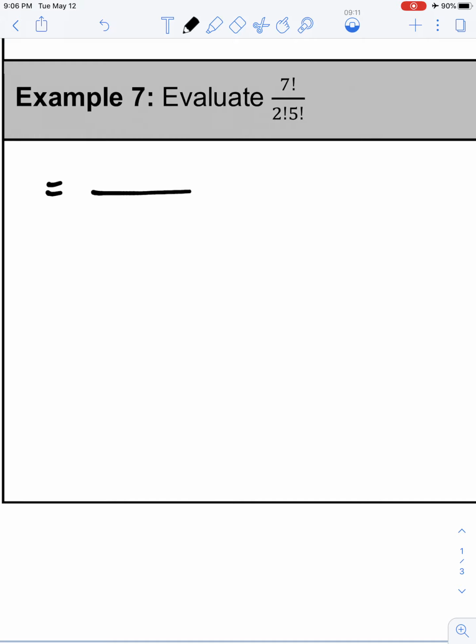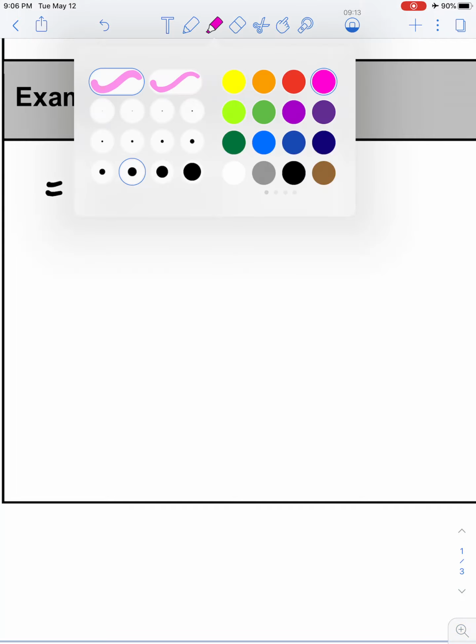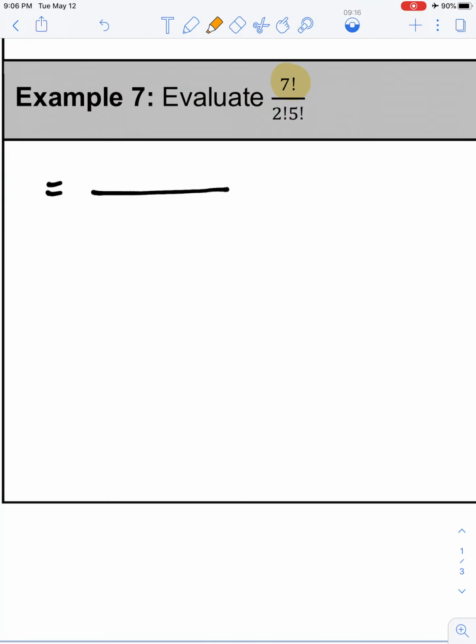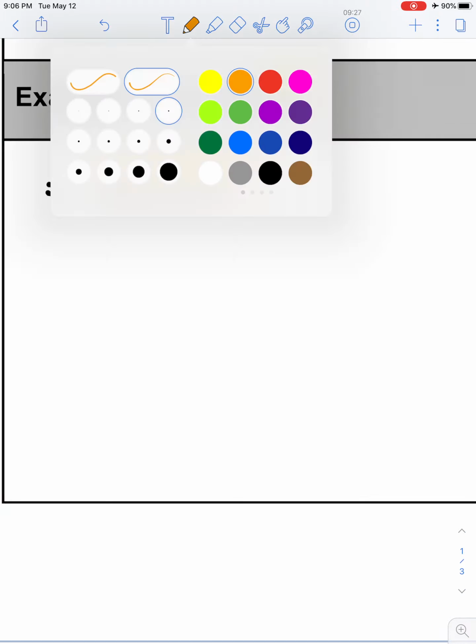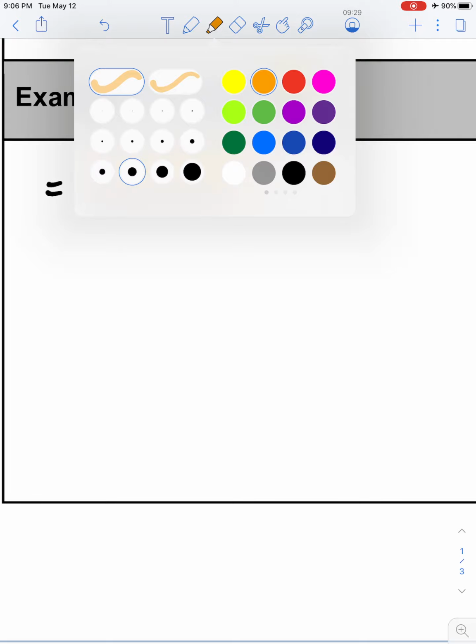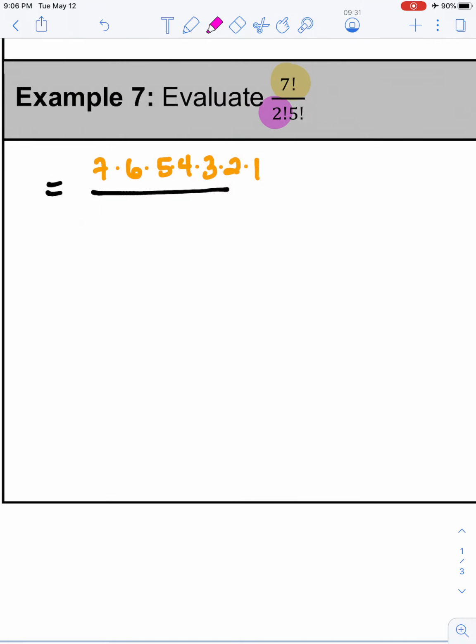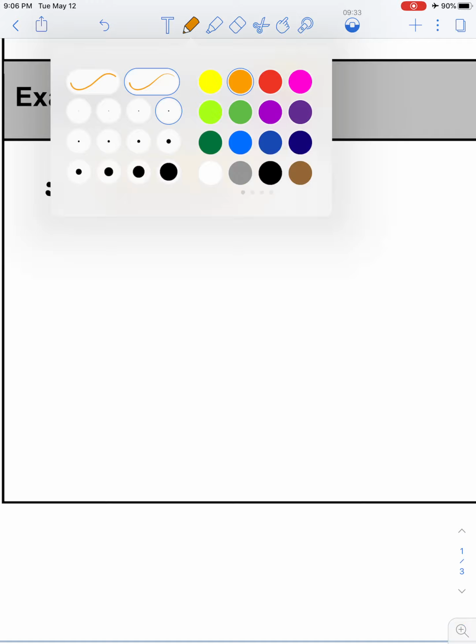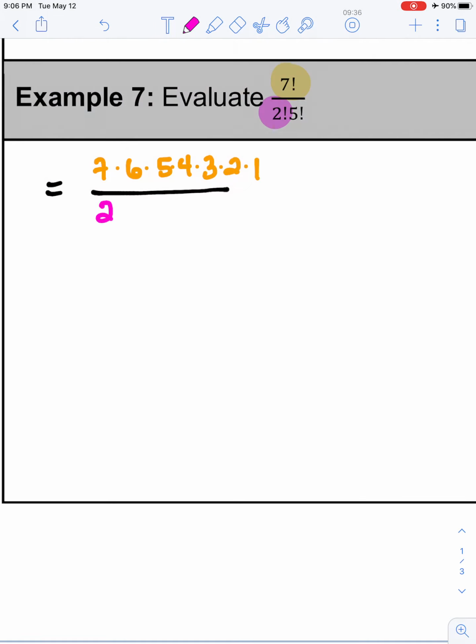So using our definition of factorial and our understanding thus far, we're going to be able to rewrite 7 factorial as 7 times 6 times 5 times 4 times 3 times 2 times 1. Okay, and then we will have our 2 factorial, which is kind of short and sweet, right? That's just 2 times 1. If you don't want to write the 1 at the end, if you just want to recognize that 2 factorial is 2, that's totally fine.